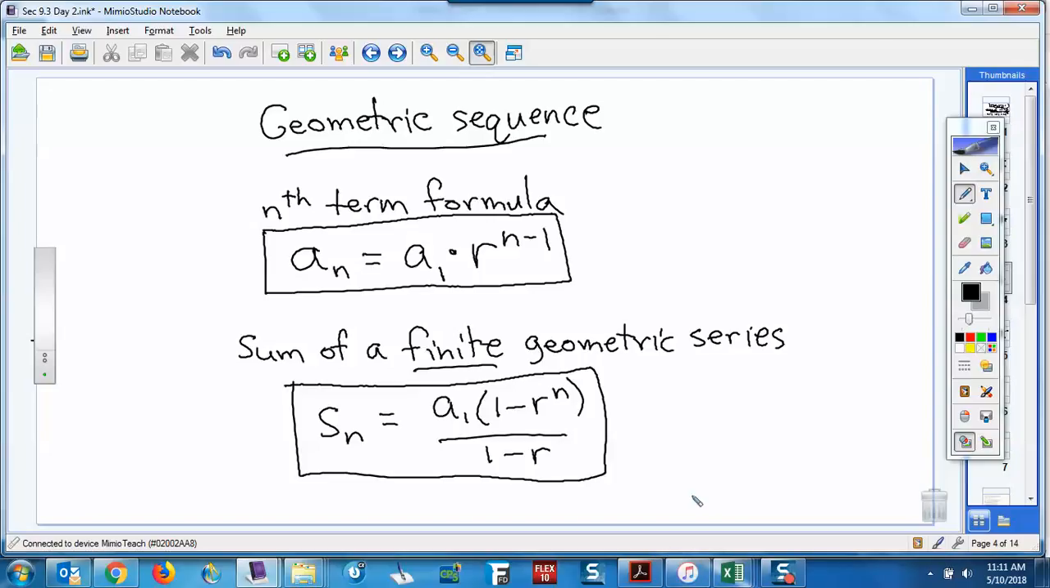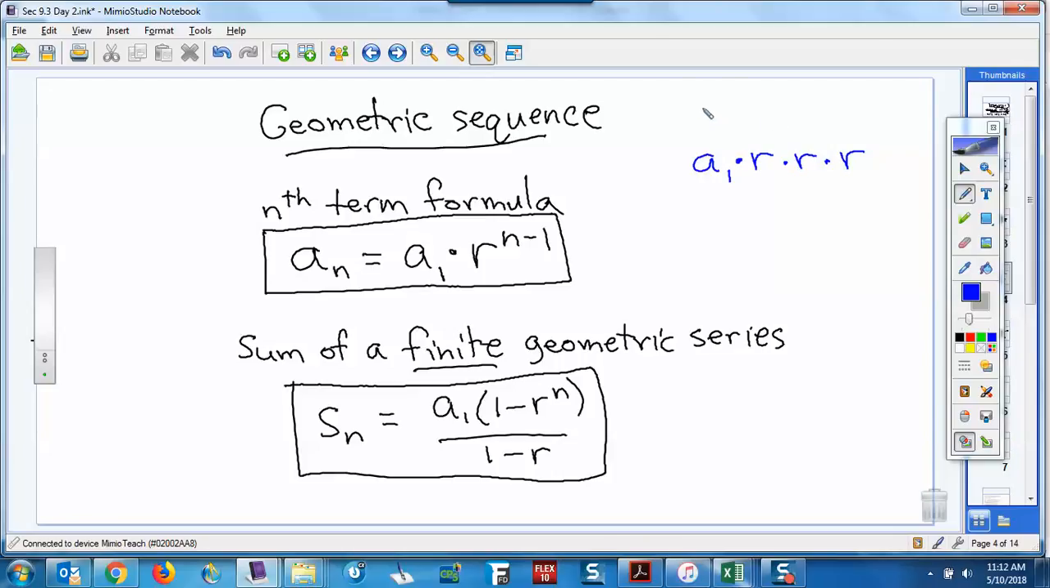Okay, so the nth term of a geometric sequence, starting with the first term, and then you multiply by R. And then to get the next term, you multiply by R again. Then you multiply by R again. So those of you that were not here, it would look like this. Here's A1, here's your first term. Then you multiply it by R, right? So let's say you're multiplying by 2 every time, right? So you take your first term, you multiply by 2. And then you multiply by 2 again. And then you multiply by 2 again, right?